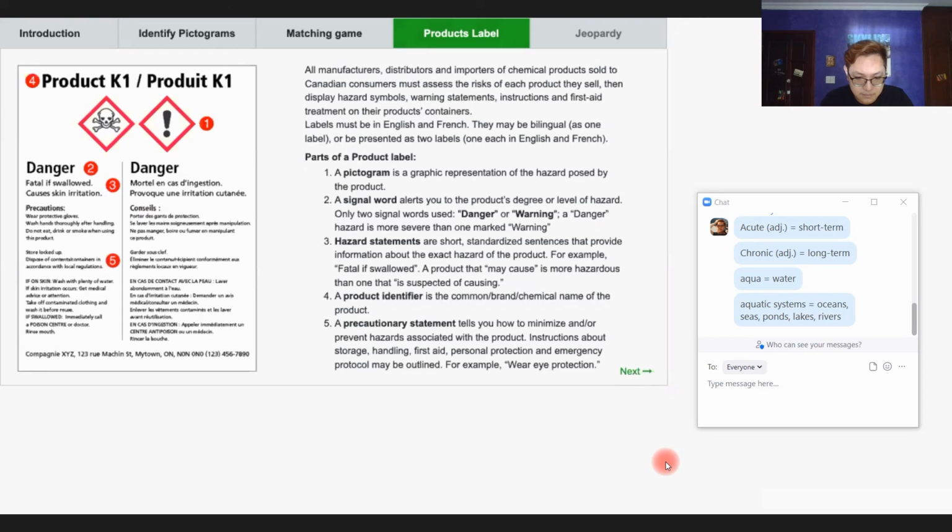The product identifier is the common, brand, or chemical name of the product. The precautionary statement tells you how to minimize or prevent hazards associated with the product. Instructions about storage, handling, first aid, personal protection, and emergency protocol may be outlined. For example, wear eye protection.